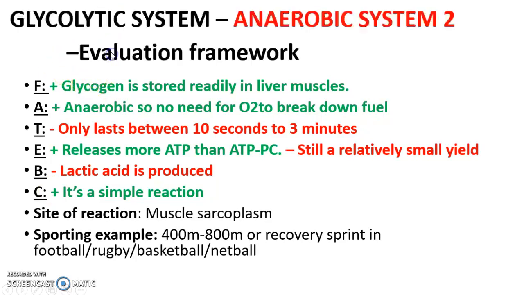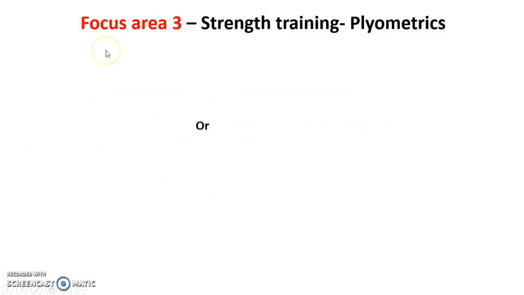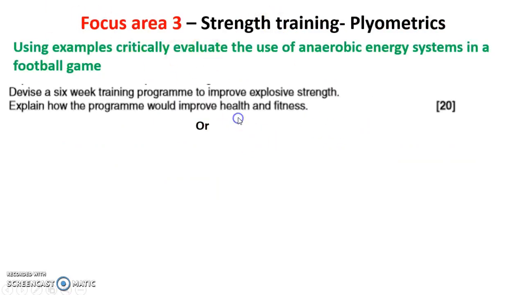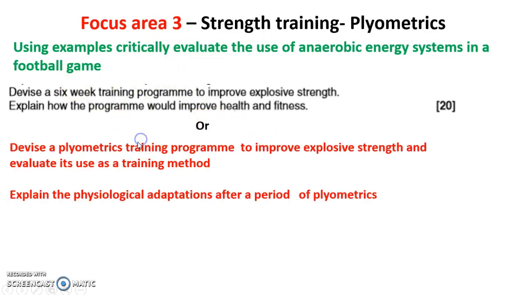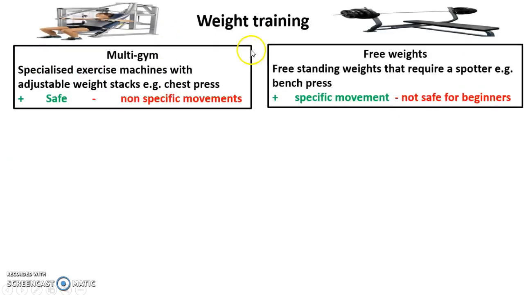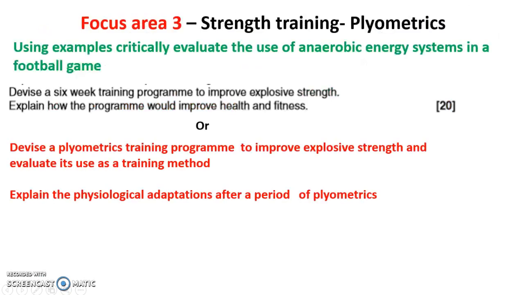Okay, right, let's have a look then. That's part 1. Let's have a look at how this could link to strength training. Now, if you got this question and it was linked to the following, and we looked at this earlier, let's have a look at an example of if it was question 1 here, so devise a 6-week training program to improve explosive strength, we would have to try and incorporate weight training and plyometrics.